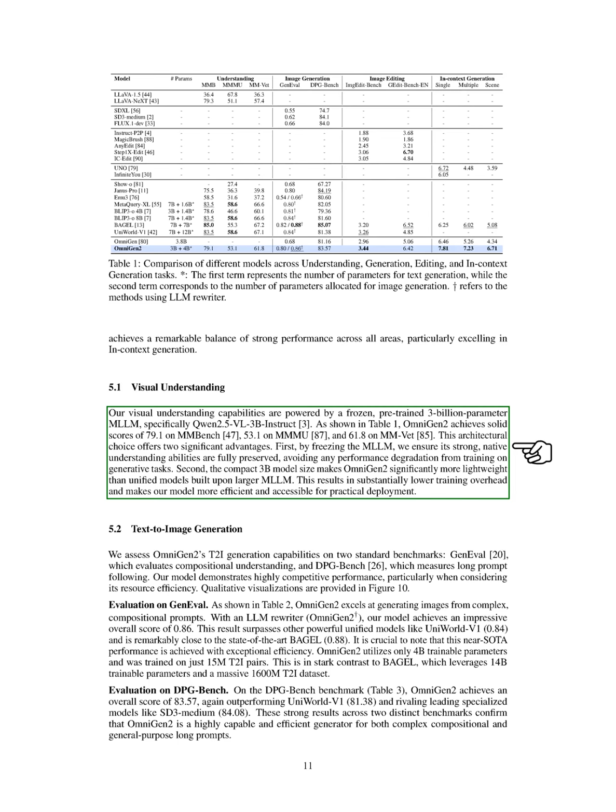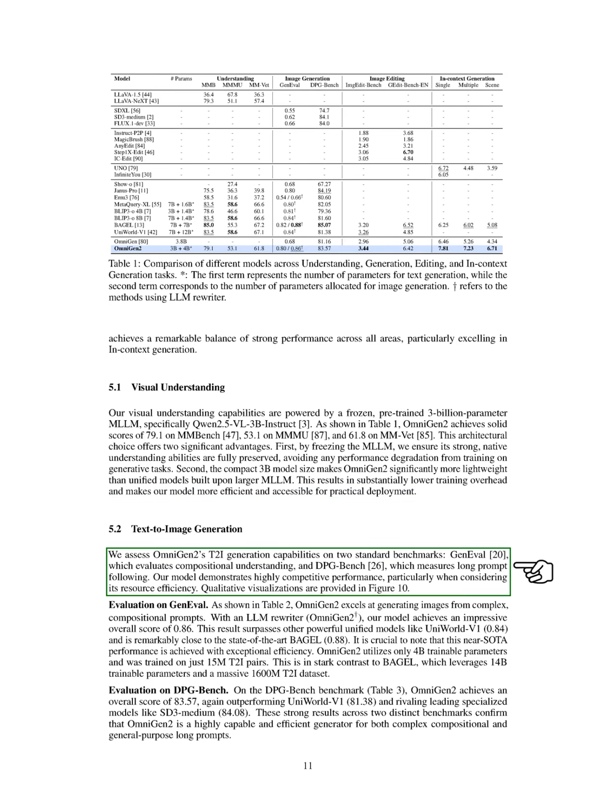For visual understanding, we utilize a pre-trained model with 3 billion parameters, known as Qwen 2.5-VL-3B Instruct. Our results indicate solid scores of 79.1 on MMBench, 53.1 on MMMU, and 61.8 on MM-Vet. Freezing the model helps maintain its strong understanding abilities without degrading performance during training. Additionally, the smaller model size makes OmniGen2 more efficient and easier to deploy.